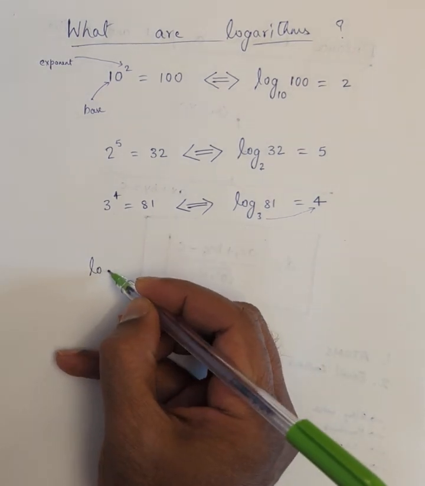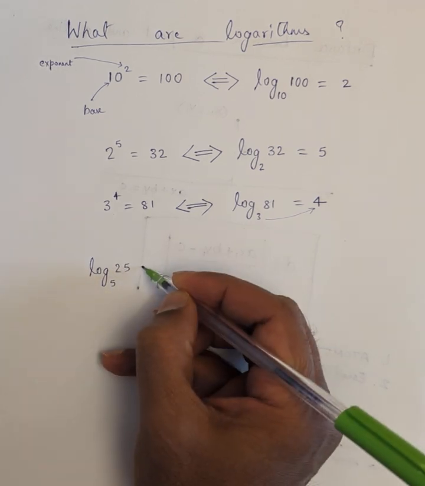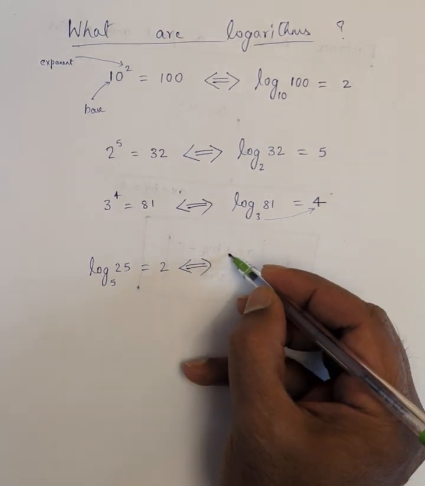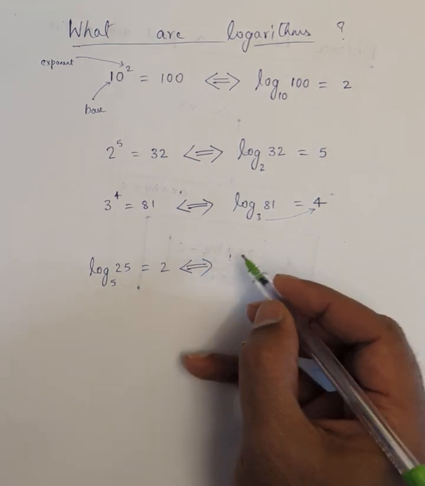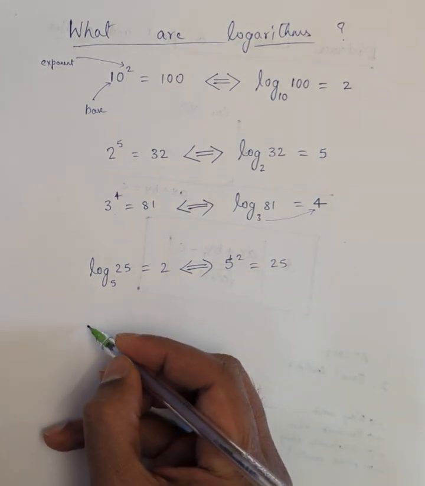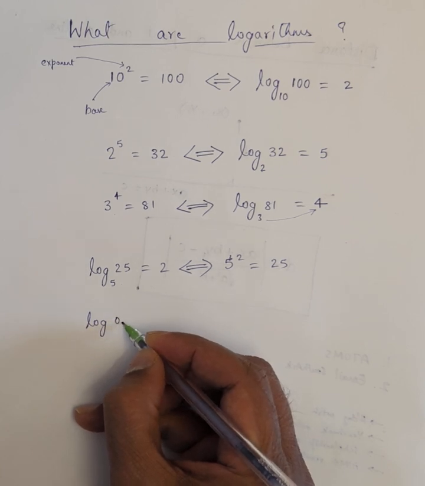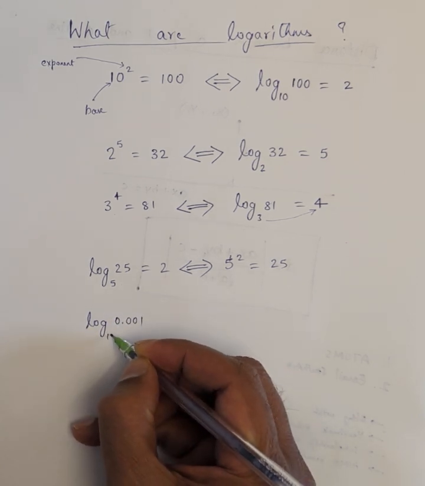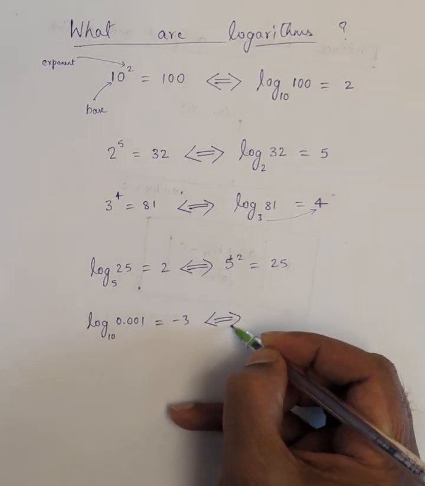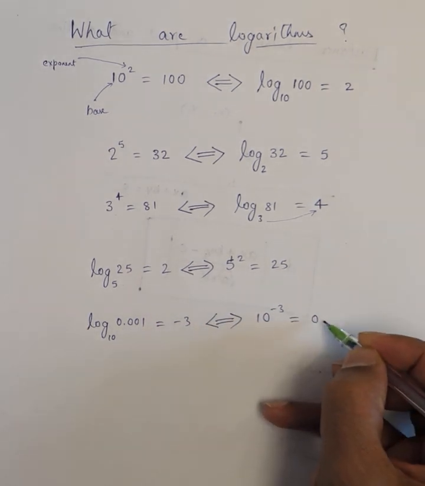So let's consider log 25 to base 5 equals 2. In that case, you're going to have 5 to the power 2 is equal to 25. Now, if you take log 0.001 to the base 10 is negative 3, then that can be rewritten as 10 to the power negative 3 equal to 0.001.